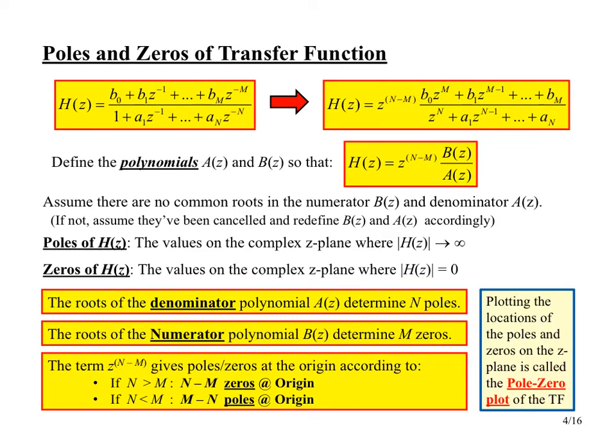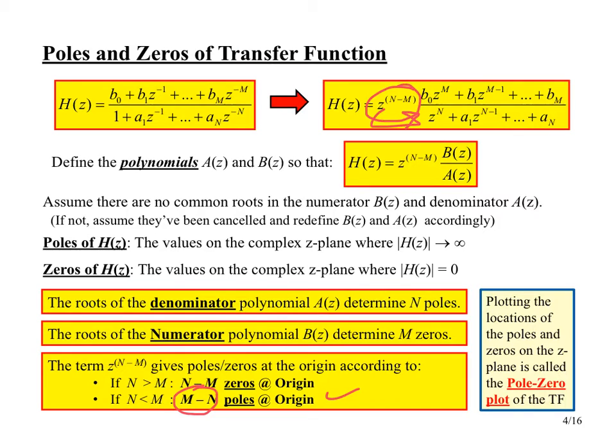Likewise, if n is less than m, then this ends up z to some negative power, which we can then bring down to the denominator as a positive power, and that will add an additional m minus n poles at the origin. And you can see why they should be at the origin, because this is just z raised to some power.